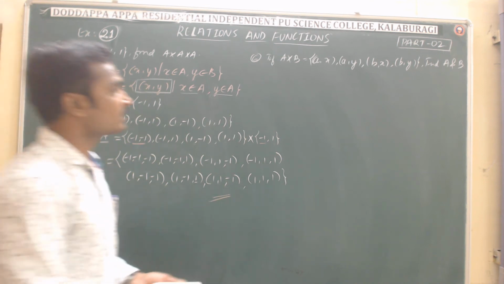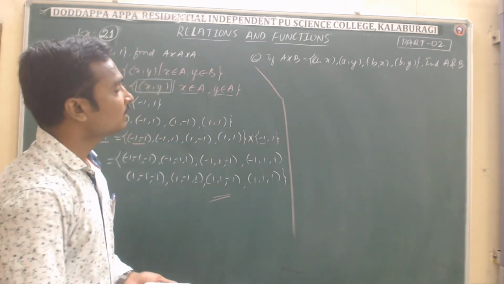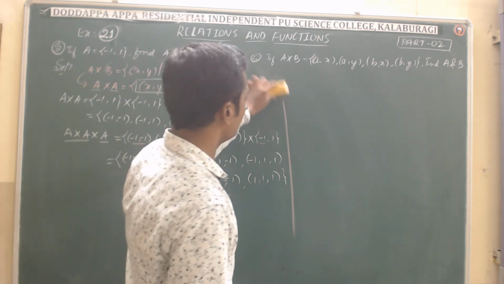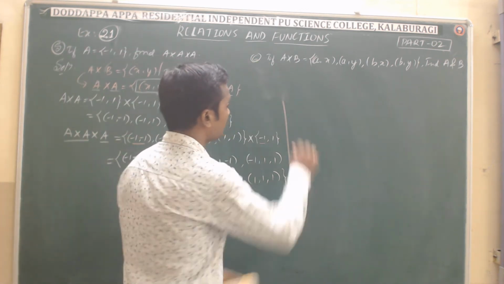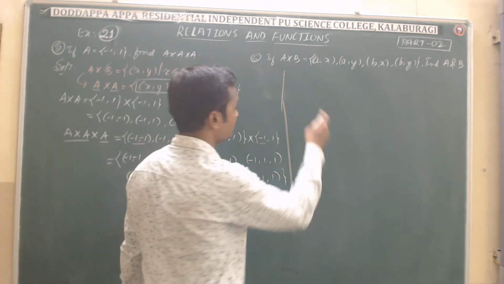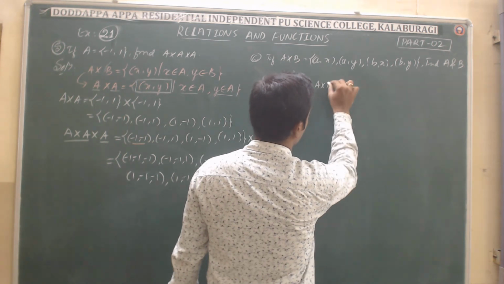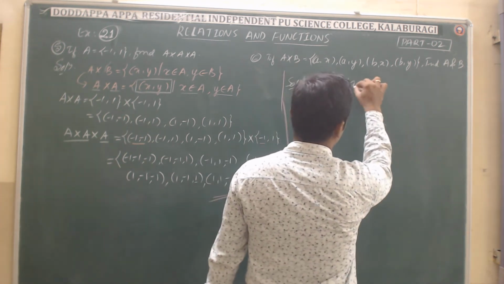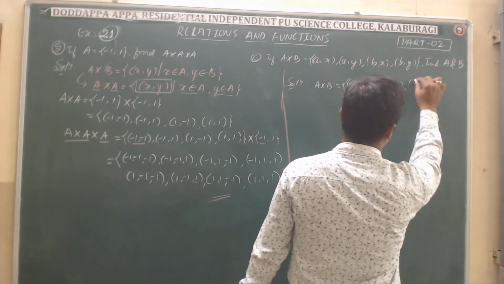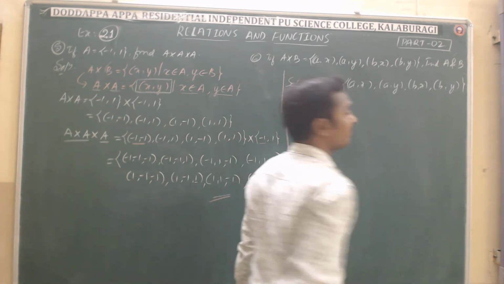Okay, students. So let us solve this second problem. The Cartesian product of the two sets is already given. What is given? You note down first. The given is A cross B equals A comma X, A comma Y, B comma X, and B comma Y. These are the elements given to us.